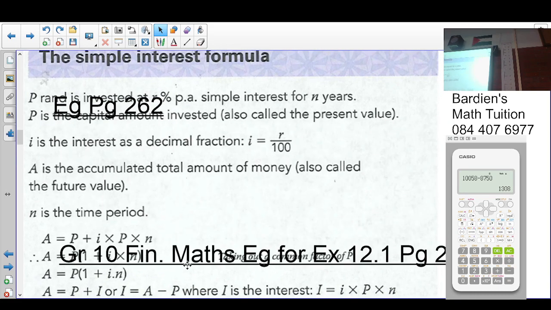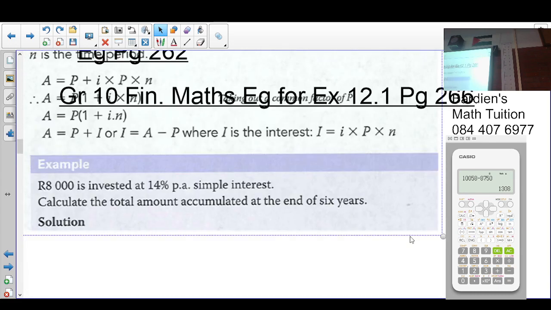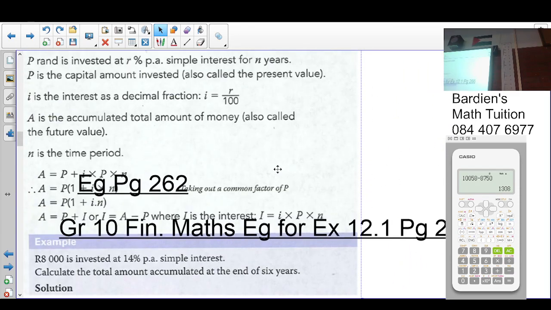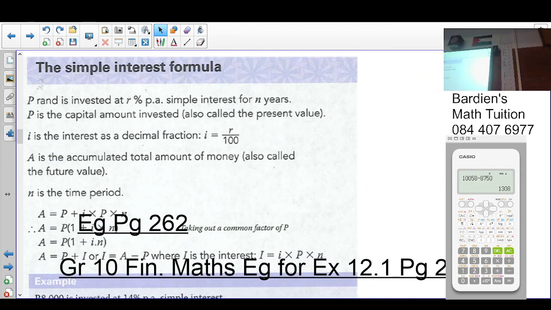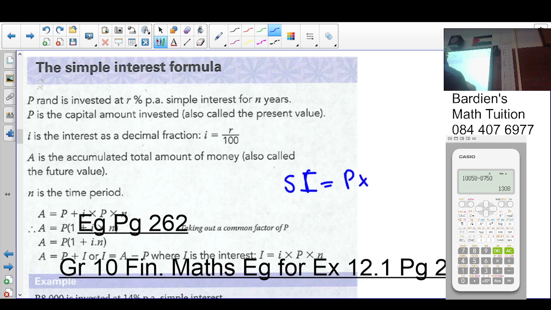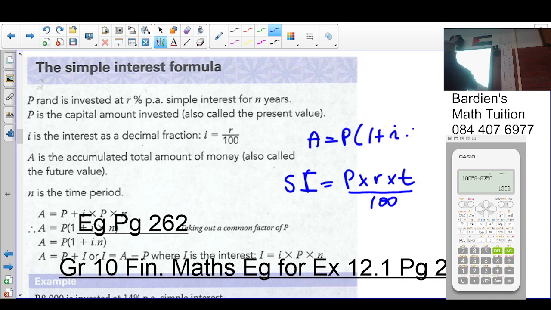Now I know you guys have dealt with this formula last year, no? Well, the formula that some of you have been taught by your teacher was simple interest is equal to P times R times T over 100. No? You were given the formula A is equal to P into 1 plus I times N. So that was the formula given. Okay, that's fine. So that's the formula that I want to introduce to you now.